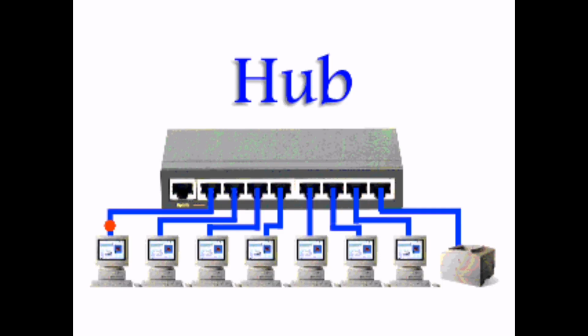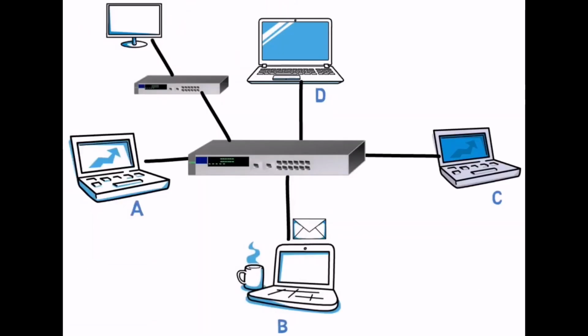A hub just forwards the data out of all of its ports, which means the data is sent to all the connected devices, each of which will have to process the data marginally to see if the data is for it or not. When computer A sends data to computer B, the hub receives the data and sends it out to all the devices, including all other computers.